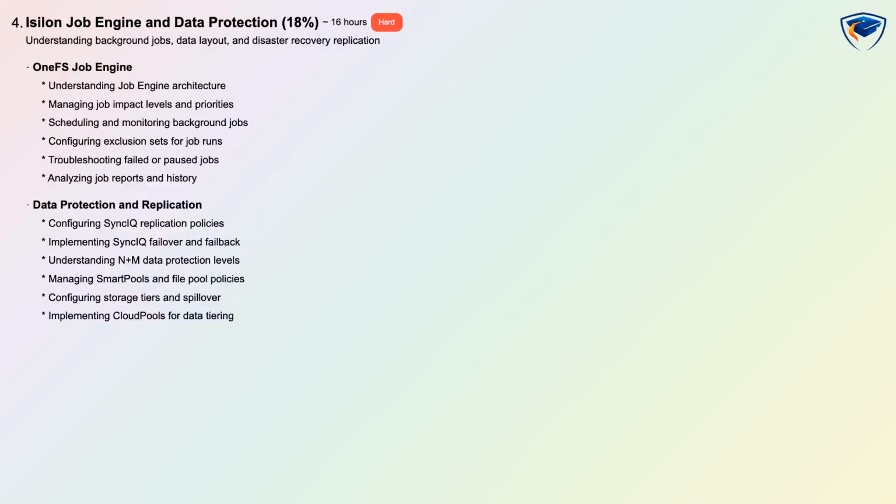ISIL Job Engine and Data Protection is 18% of the exam, rated hard with about 16 hours of study time, and assessed by scenario-based tasks that simulate operational challenges. This domain explains 1FS Job Engine architecture, how to manage job impact levels and priorities, schedule and monitor background jobs, configure exclusion sets, and troubleshoot failed or paused jobs while analyzing job reports and history.